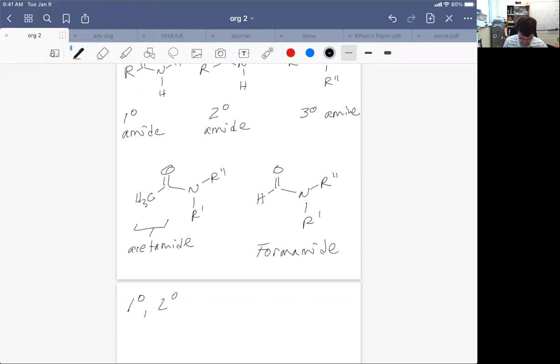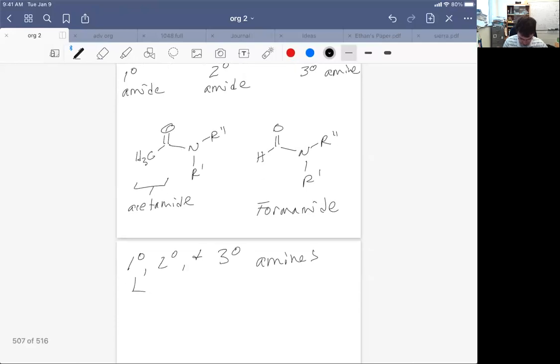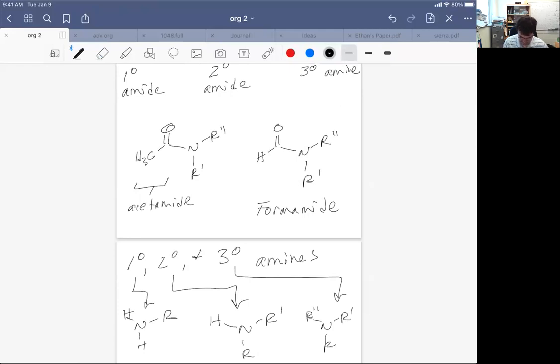Now, similarly, we could have primary, secondary, and tertiary amines. This is going to be quite similar, where we have a nitrogen with one R group and two hydrogens. That would be primary. Secondary would be, let's make one of those R. Two groups attached to the nitrogen, and then a tertiary amine would be one where we've got three groups attached.